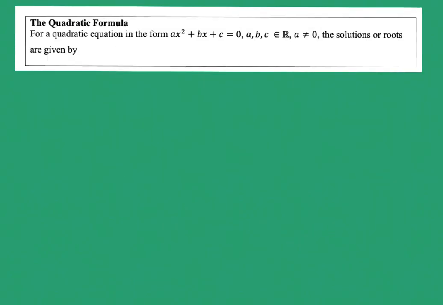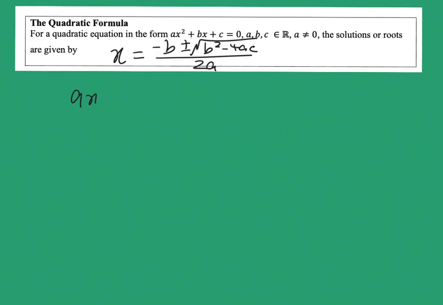The quadratic formula. For a quadratic equation in the form ax squared plus bx plus c is equal to 0, where a, b, and c are real numbers and a is not equal to 0, the solutions or roots are given by x is equal to negative b plus or minus square root of b squared minus 4ac all over 2a. In case you're wondering how we obtain the quadratic formula from the general equation, one way we can do this is by completing the square. I will show you how to do it here.